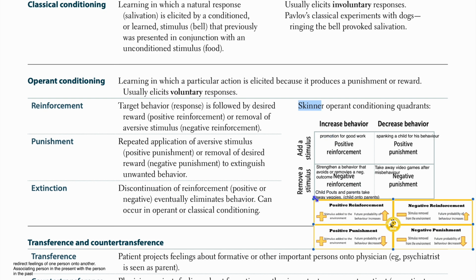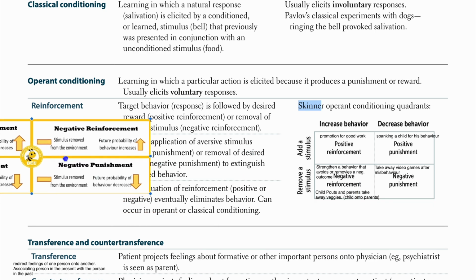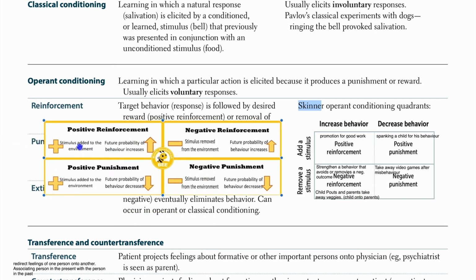Then we have this as well. So positive reinforcement is a stimulus added to the environment. Now the future probability of the behavior will increase for this, right? Then to decrease a behavior, you add a stimulus, like spanking a child. This is positive punishment, so spanking a child for his behavior. Right, so positive punishment is over here. A stimulus added to the environment, again the same thing, right? A stimulus added to the environment; these are positive reinforcement or punishment.